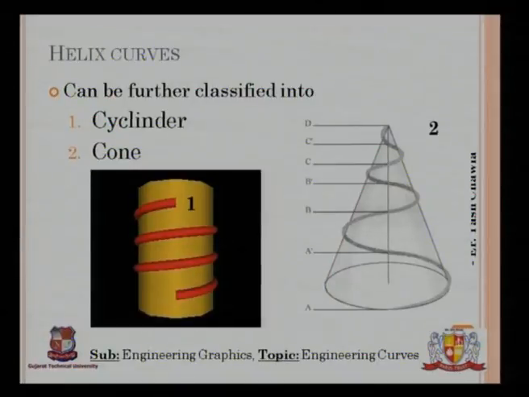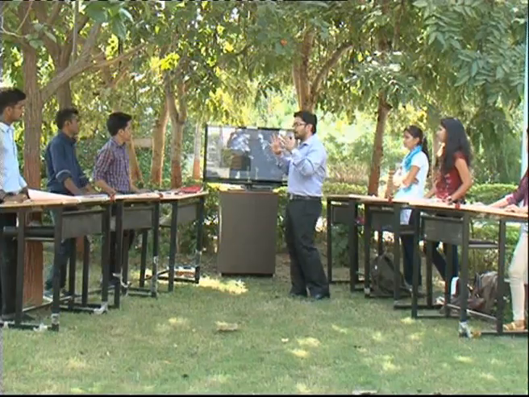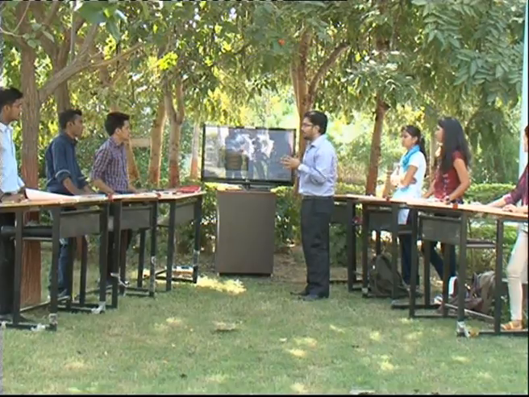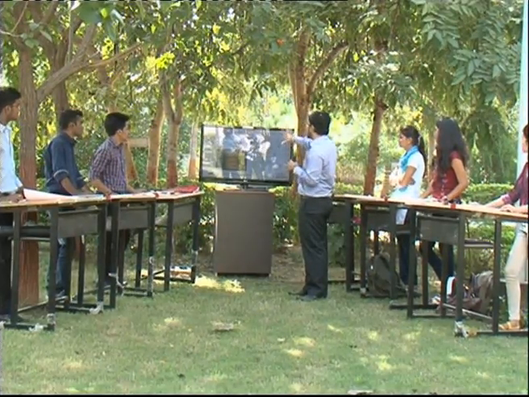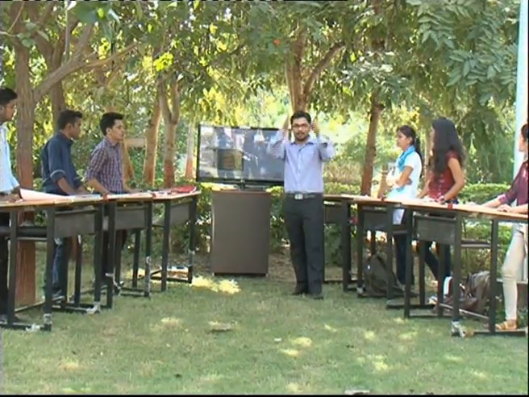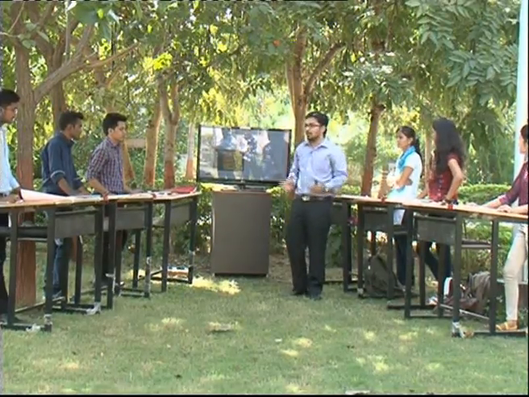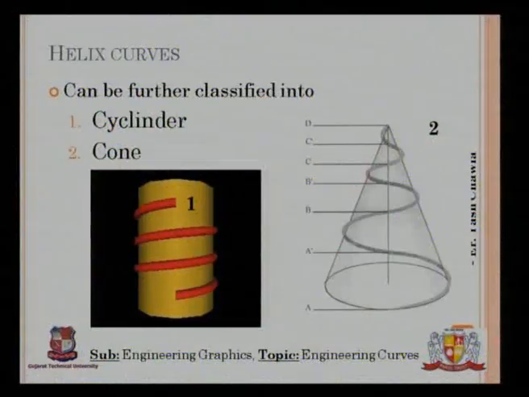Have you seen a spring? Now a basic spring is a very good example of a helix curve. Now helix can be of two types. One can be cylindrical, which will have uniform cross section from top to bottom, and another can be conic, which can have either increasing cross section or decreasing cross section depending on our requirement.